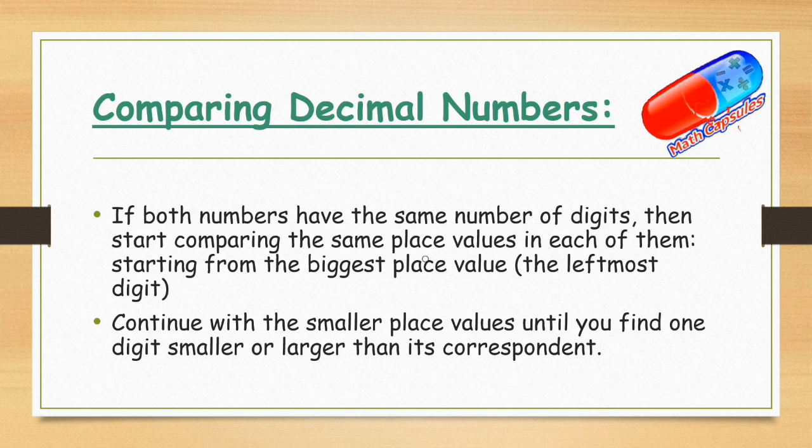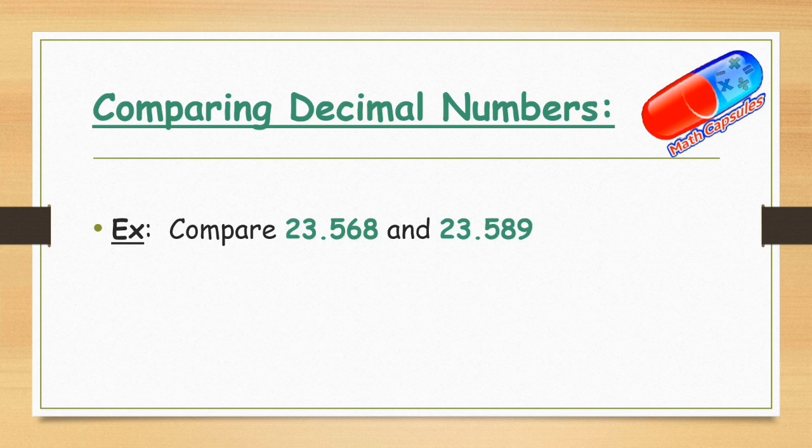But if both numbers have the same number of digits, then start comparing the same place values in each of them, starting from the biggest place value, which is the leftmost digit. This is the same rule for comparison as with whole numbers. So you just continue with the smaller values until you find one digit which is smaller or larger than its correspondent. Like in this example, compare these two numbers. Let's read it together: 23 and 568 thousandths and 23 and 589 thousandths.